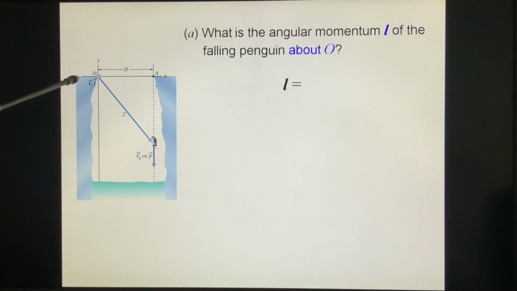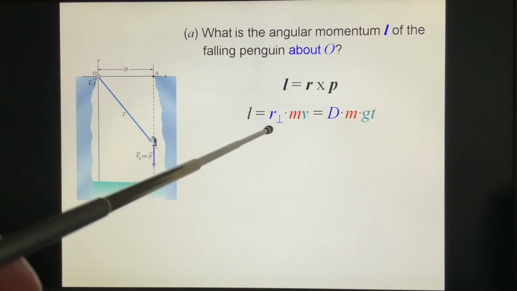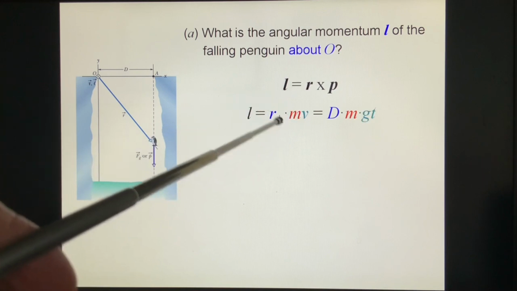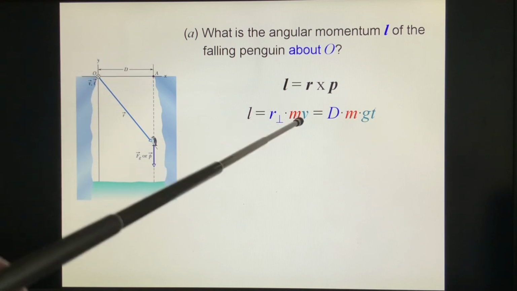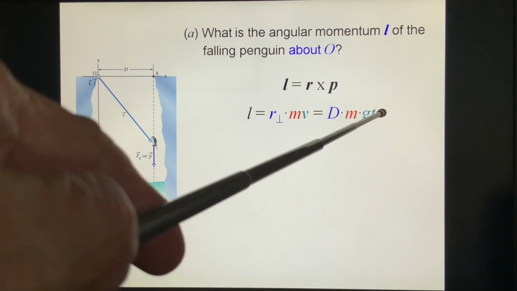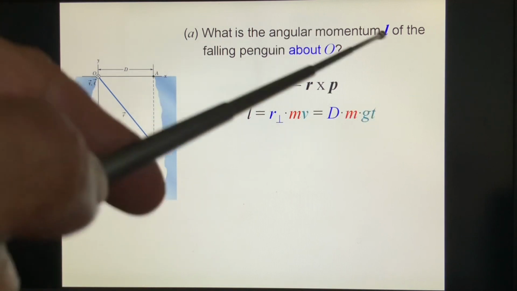Now, by definition, it's very simple. r cross p. This is r at any time. p is going down, this one. r cross p by the right-hand rule is towards the inside. It is the negative direction of Z. So we put this, it should be r perpendicular times p. r perpendicular to what? r perpendicular to p. So this is d, and m v, where v, because it's falling from rest, equals g t. That's the angular momentum L.